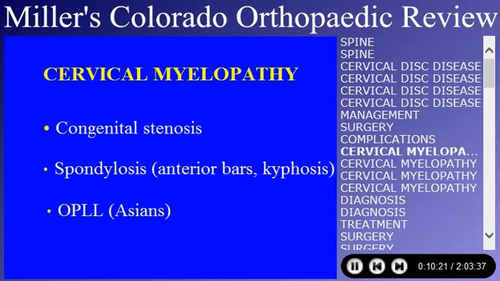Cervical myelopathy is another syndrome that we see in cervical degenerative disorders. It is more common in individuals who have congenital stenosis. Certainly it's seen a lot with spondylosis because of the pathology that we see. There's anterior bars that come into contact with the spinal cord. There's kyphosis, which drapes the spinal cord across the anterior pathology. And there's also a condition called ossification of the posterior longitudinal ligament, which is more common in Asians, but is seen relatively commonly in this country as well.